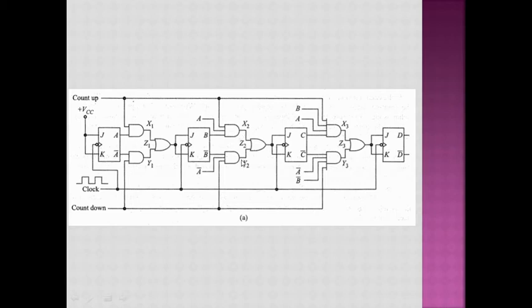But the output of Y2 can be enabled if A bar is high, B bar is high, and the countdown line is high, so Y2 is going to be high. So one of the inputs of Z2 is going to be high, and hence J and K are preconditioned to high, and at the next negative edge of the clock pulse, flip-flop C is going to toggle in countdown mode.